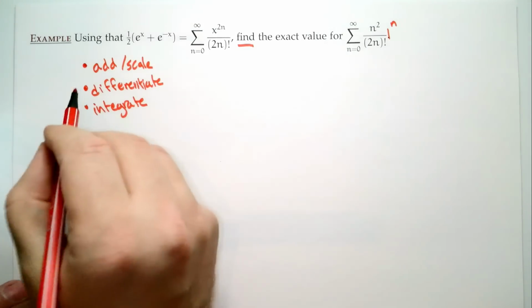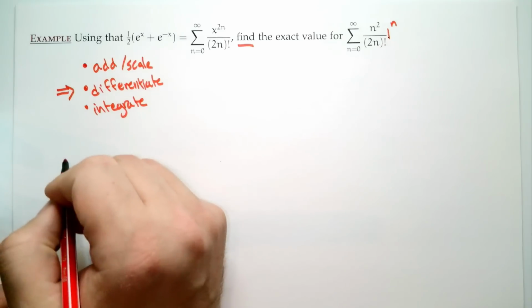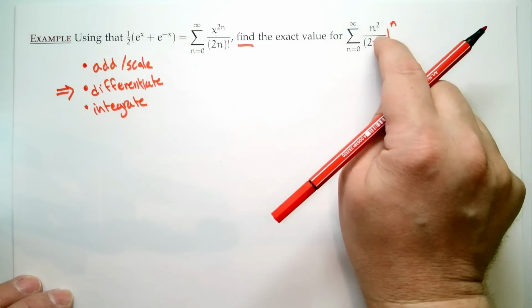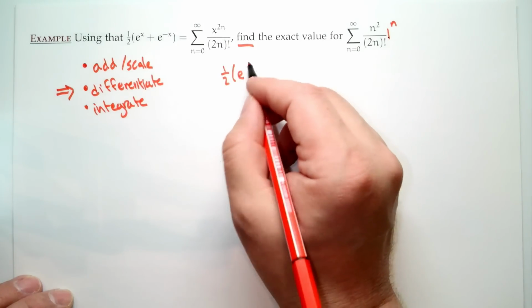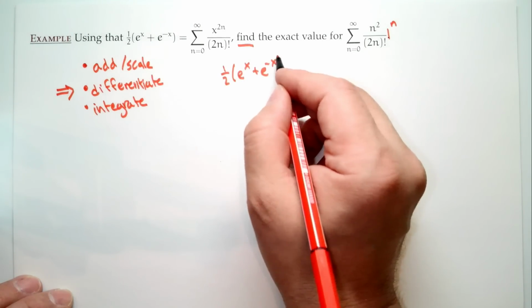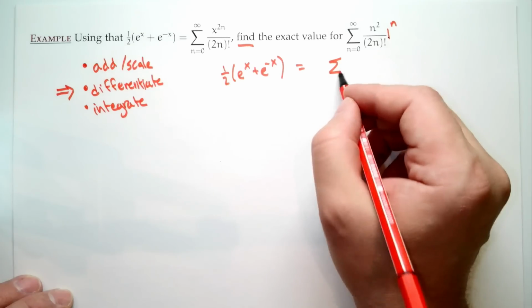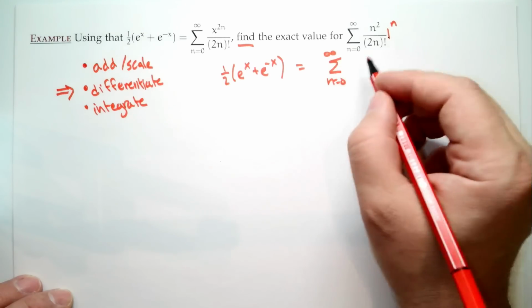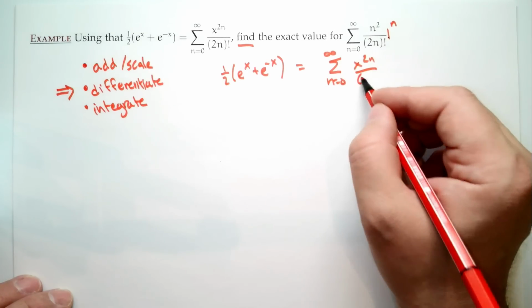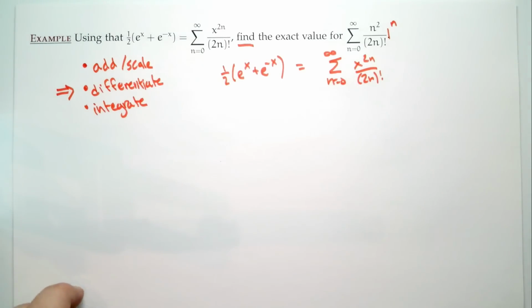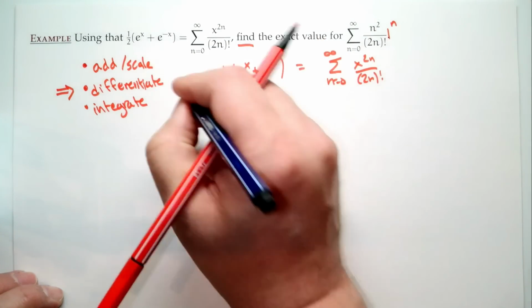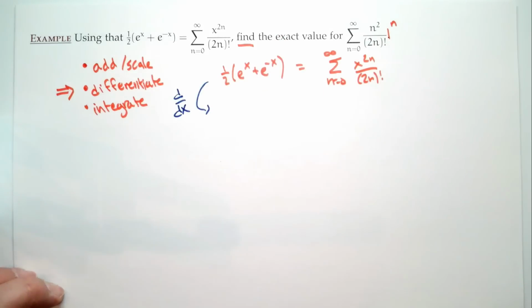So in our case, since we want to end up with the n squared up here in the numerator, let's differentiate. So we're going to start with 1/2 (e to the x plus e to the negative x) equal to the sum, 0 to infinity, x to 2n over 2n factorial. So step 1 is differentiate. Okay, so take the derivative of both sides.